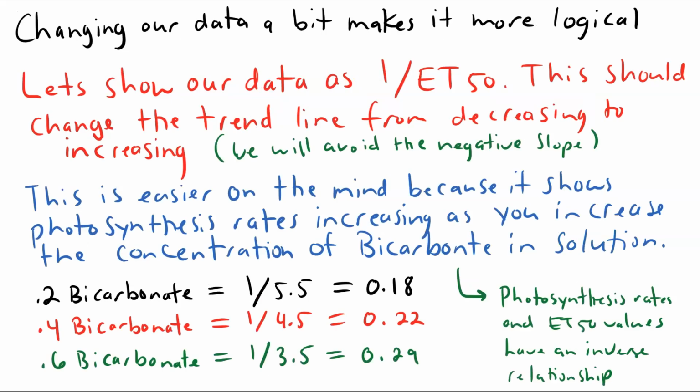So we're going to change our data a little bit and express it as 1 over ET50. Okay, so this will help us to avoid the negative slope, and it'll show your data instead increasing as the concentration of bicarbonate in your solution increases. So if we calculate 1 over the ET50, you get a value of 0.18 for your control, 0.22 for 0.4% bicarbonate, and 0.29 for 0.6%. So you can do this for your experiment. The second experiment that you did was light intensity. The third experiment, I'm not asking for data, but you can visualize this in a similar fashion.